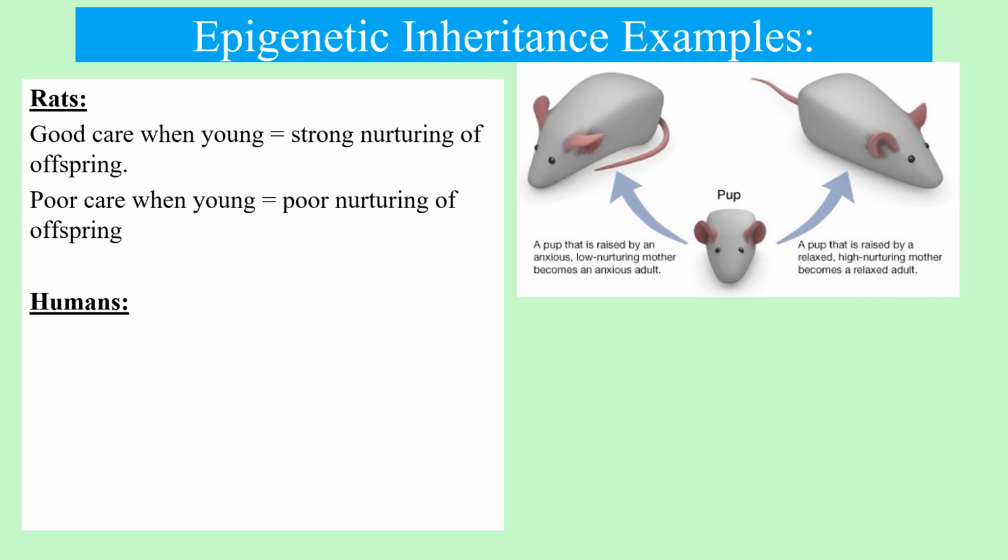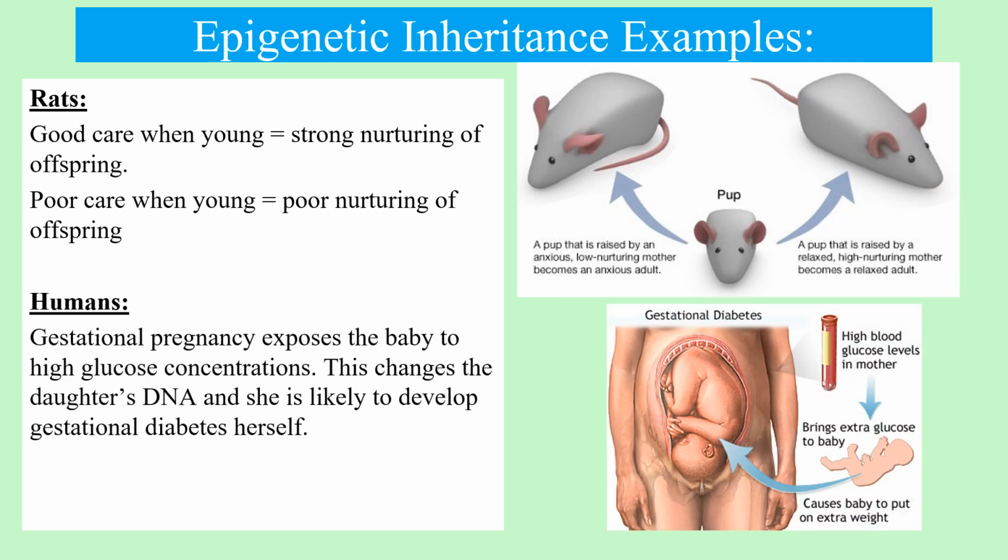In humans, an example is gestational diabetes. If the mother gets diabetes during pregnancy, that baby will be exposed to higher glucose concentrations. If that is a daughter, that daughter's DNA may change as a result, and then she is more likely to develop gestational diabetes herself when she is pregnant in the future.